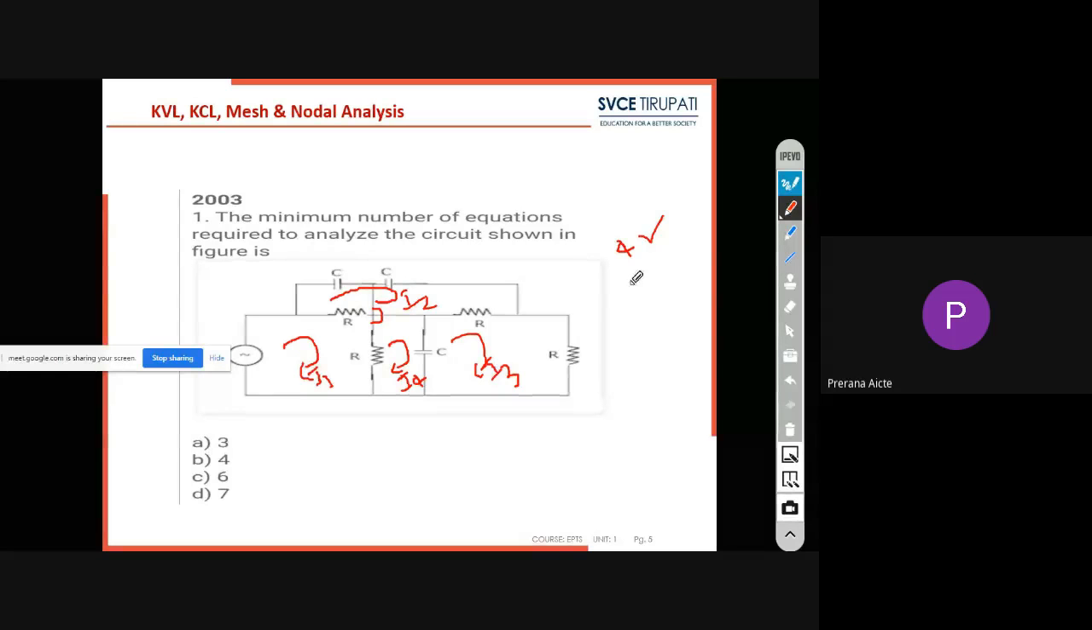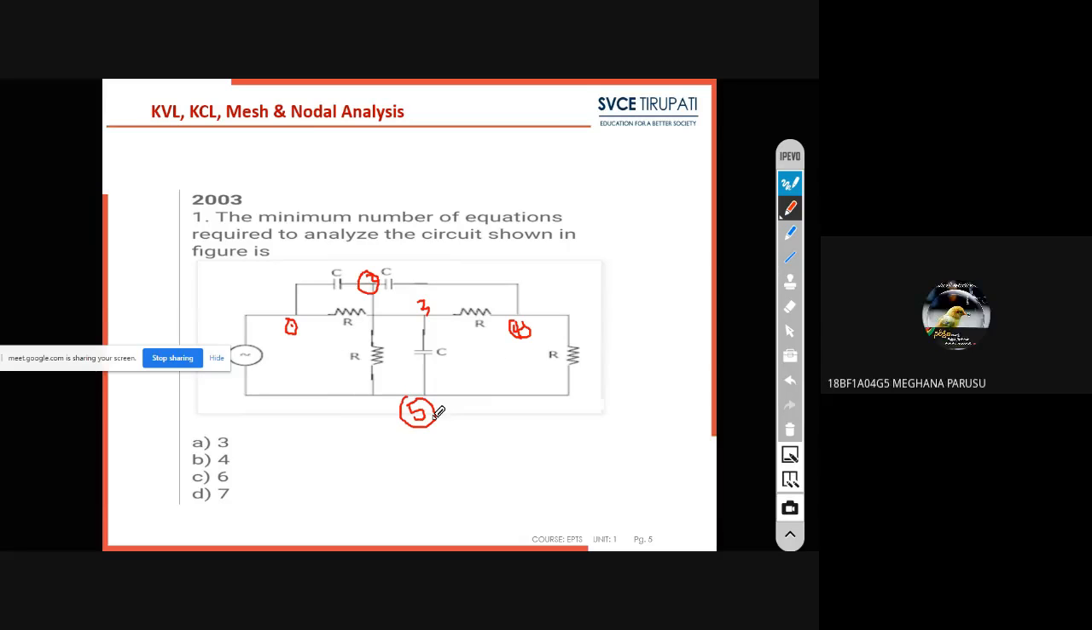If we go for the nodal analysis, how many nodes are there here? Let us take this as one, this one two, this one three, and this one four, and the last one is the reference node. How many nodal equations are there? The formula for nodal equations is N minus 1, so we need four equations. Mesh analysis gives 4, nodal analysis also 4.